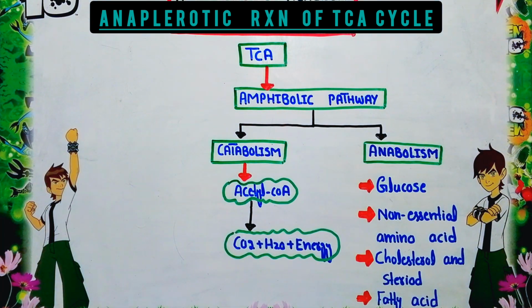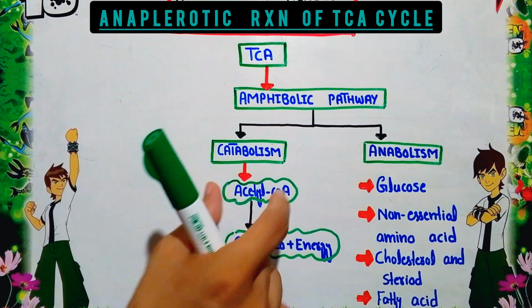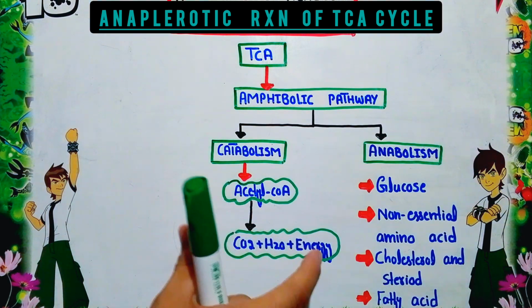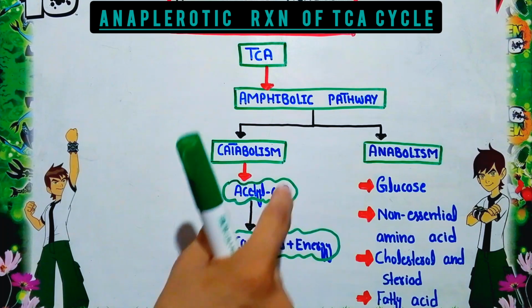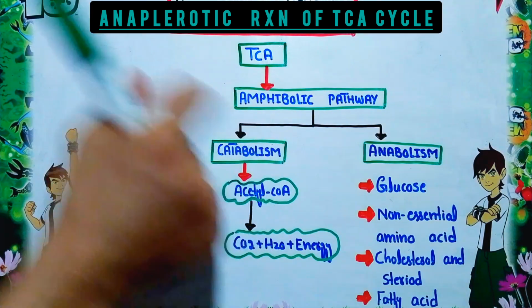Now what are the substances that are broken down in this TCA cycle? The first substance responsible for the TCA cycle is acetyl coenzyme A. This is the initial substance for the TCA cycle. In this TCA cycle, acetyl coenzyme A is completely broken down into carbon dioxide and water. Along with this, energy is released. So the breakdown of acetyl coenzyme A occurs in the TCA cycle, and that's why this TCA cycle is called a catabolic pathway.